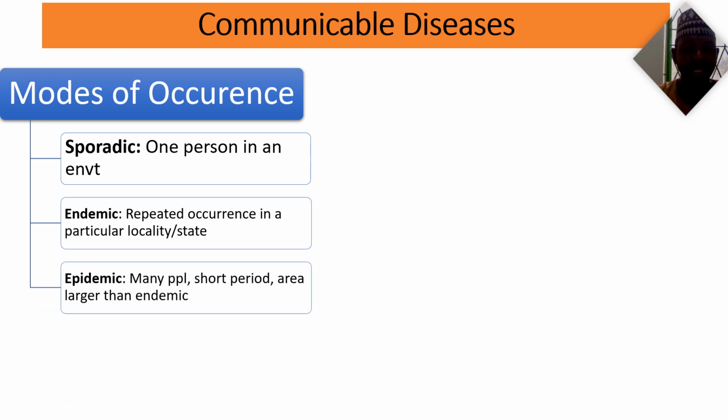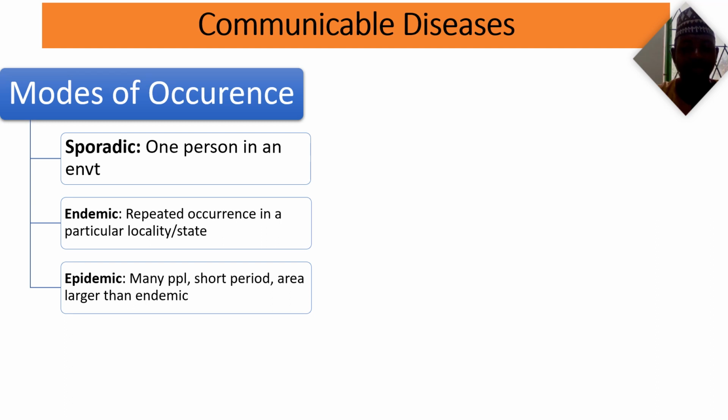Now we have the next one, which is epidemic diseases. Epidemic is a type of disease occurrence in which the disease affects a large number of people in a short period of time in a particular area, which is usually larger than the endemic. For example, maybe a disease that can affect the entire state or country. This type of disease may affect both humans and other animals within the environment.